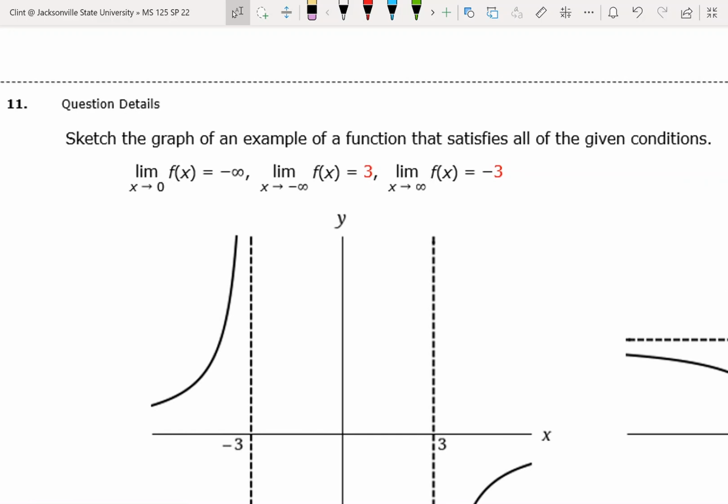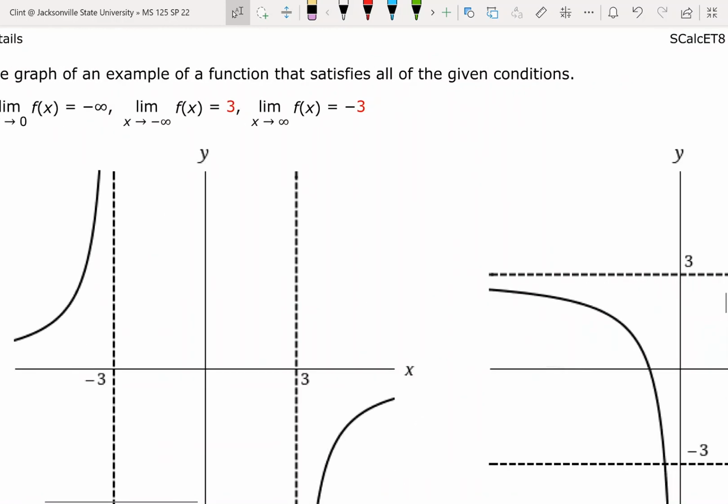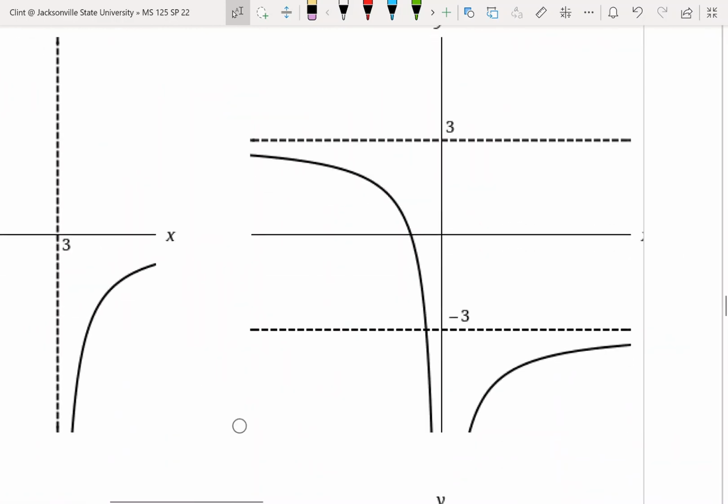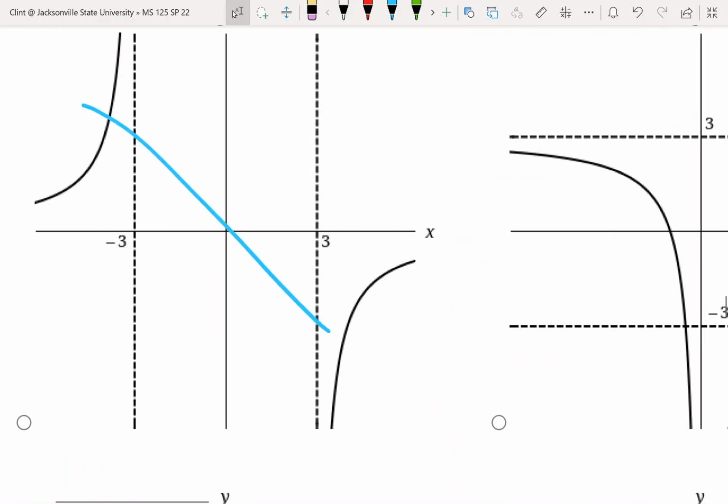So 11, we're picking out a graph. We've got these conditions. We want the limit as x approaches 0 to be negative infinity. So let's just start with that one and see if we can eliminate any. Okay. So as x approaches 0, we want to go toward negative infinity. I'm not seeing that on the first graph. What do you think about that one? Maybe it goes down. Okay, so I'm marking off this one.